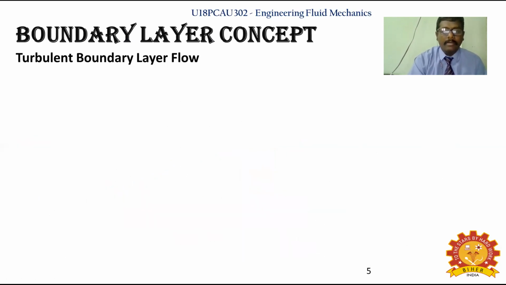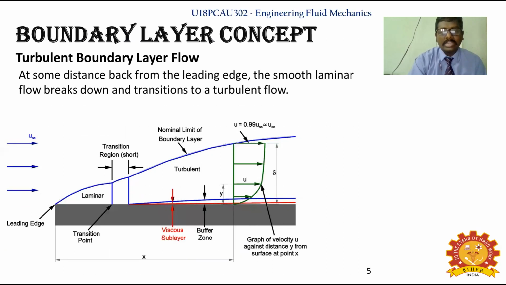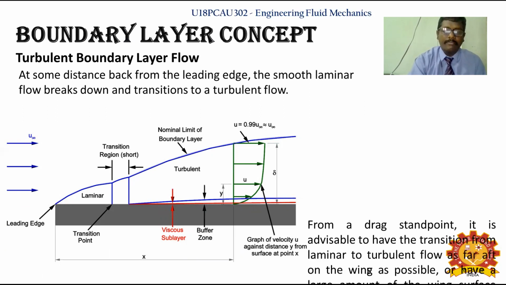Now about the turbulent boundary layer flow. After laminar flow, you will have a transition region, then you will have a turbulent layer flow. At some distance back from the leading edge, the smooth laminar flow breaks down and transitions to turbulent flow.